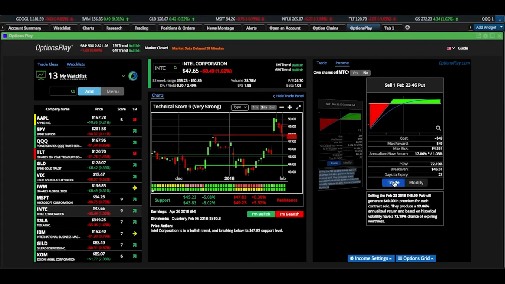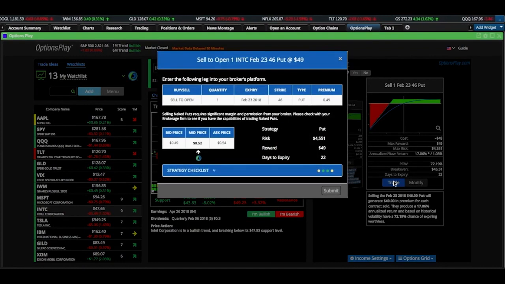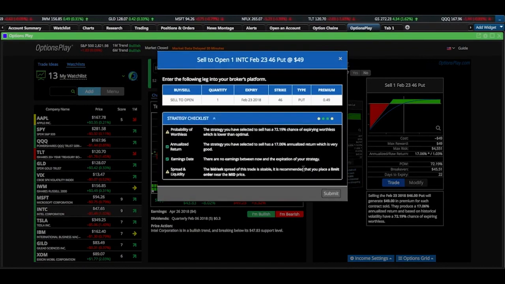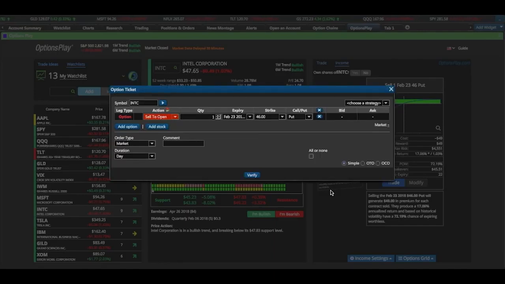Once I'm ready to place the trade, again, clicking on the Trade button will bring up the trade ticket. I can go through the strategy checklist to make sure I understand the risks before I place this trade. And once I'm ready, I click on the Submit button, and that will pre-fill the ticket again for me, ready for execution.